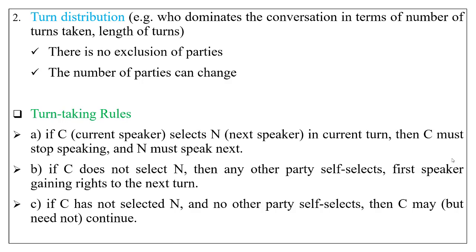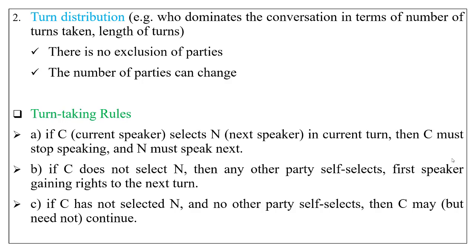Turn taking rules. A: If C, that is a person, selects another person, N, in the current turn, then C must stop speaking and N must speak next. So this is the rule of taking turns in conversation. If you ask someone to say something, then you should immediately stop talking, giving the floor to the other person. You cannot ask someone to talk and then keep talking.